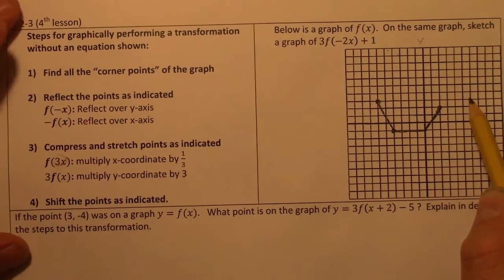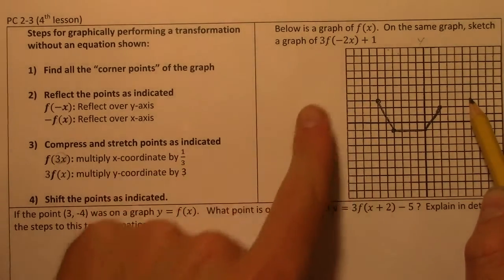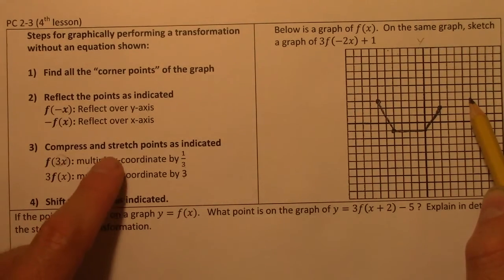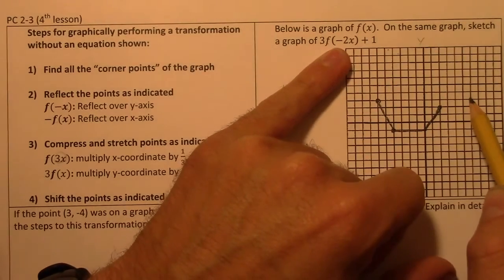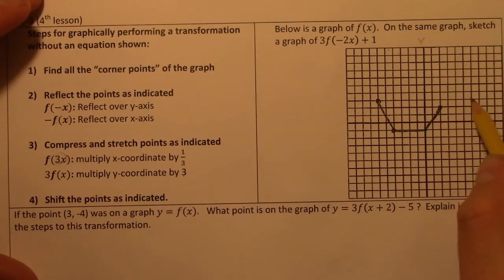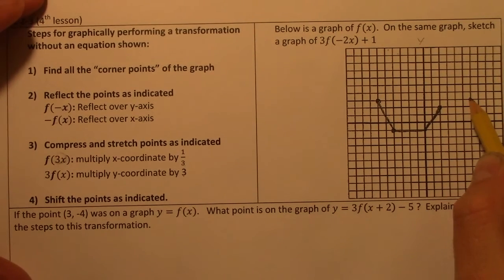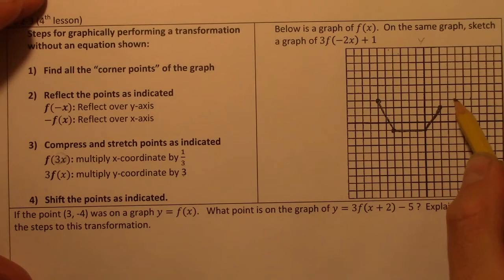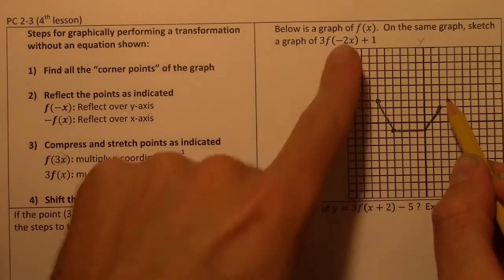I know I don't put a dot yet. I have to do all of these, so I'm going to keep track of where I am. Then I look at compress and stretch the points as indicated. This says negative 2. I got the negative part. Now that's 2. So the x-coordinate, we don't multiply by 2. We multiply it times 1/2, or divide it by 2. I went out 1, 2, 3, 4, 5, 6, so halfway would be at 3, right? That part is taken care of.